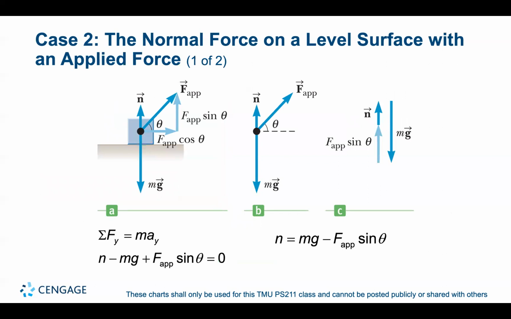So we have a normal force on a level surface with an applied force. Here we're starting to show an angle. It's not just directly flat, like pushing a book across the table. So we have an applied force at a positive angle, and we have a free body diagram. You can think of hitting a baseball with a bat, and it goes in a certain direction.